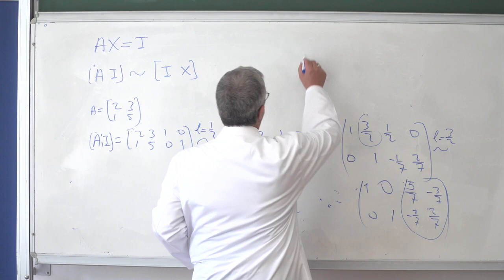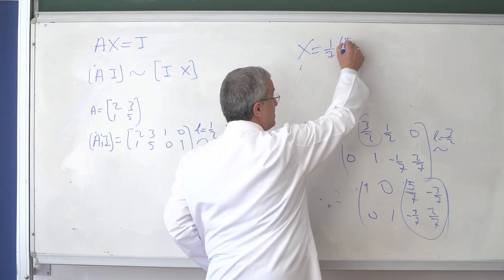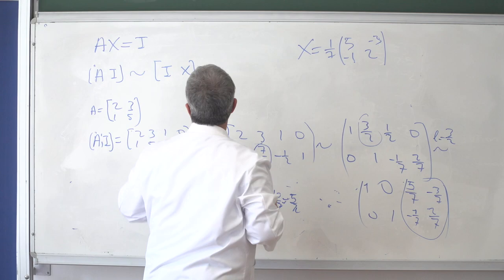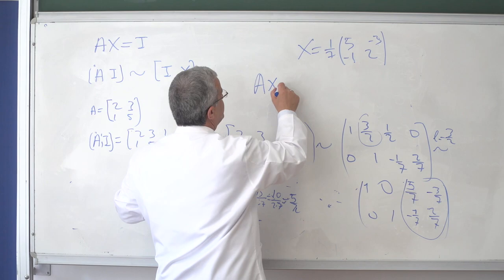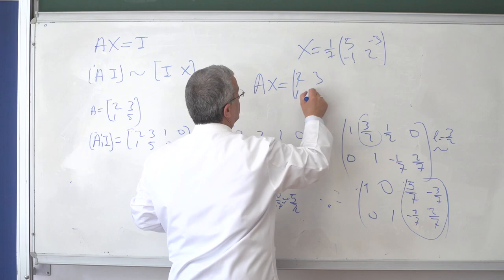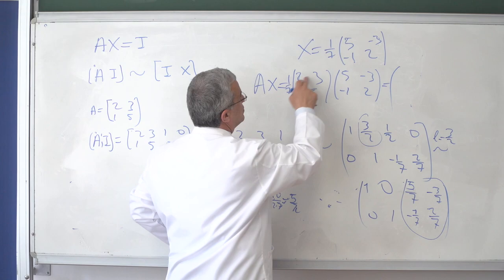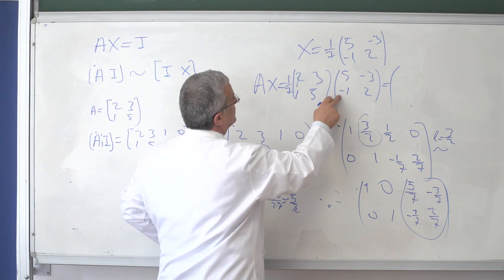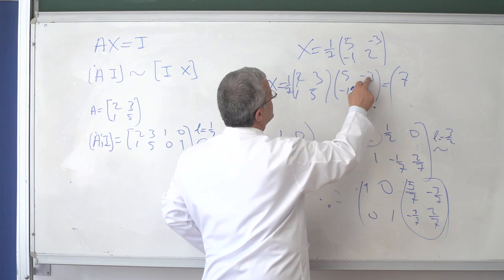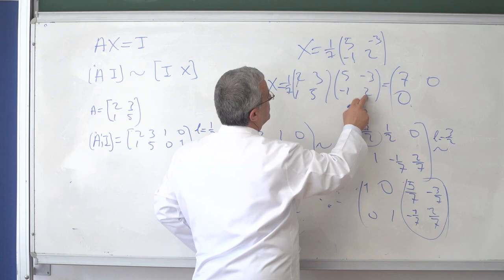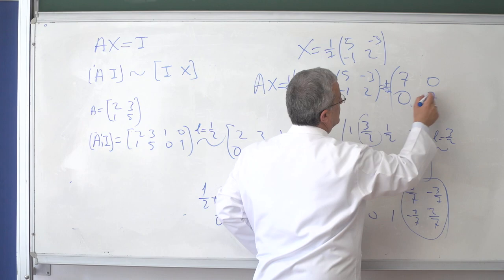X is equal to 1 over 7 times 5, 2, minus 3, and minus 1. Okay, let me multiply with x, with A. What happens? Ax, let's see if this has any special property. 1, 2, 3, 1, 5 times 5, minus 3, minus 1, 2. Okay, I will just take 1 over 7 here. What is this? 2 times 5 minus 3, so 10 minus 3 is 7. Minus 6 plus 6, this is 0. Plus 5 minus 5, this is 0. Minus 3 plus 10, this is 7. And this is 1, 0, 0, 1, right?